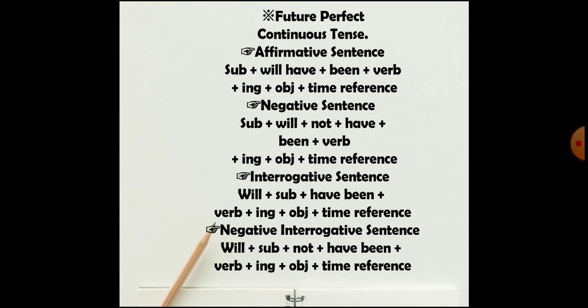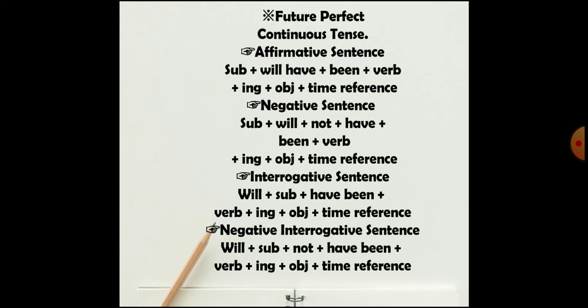Then comes the negative interrogative sentence. We use will plus subject plus not plus have been plus verb plus ing plus object plus time reference. Now I am going to apply the formula of the affirmative sentence to a single sentence. The sentence is: he will have been playing football since morning.